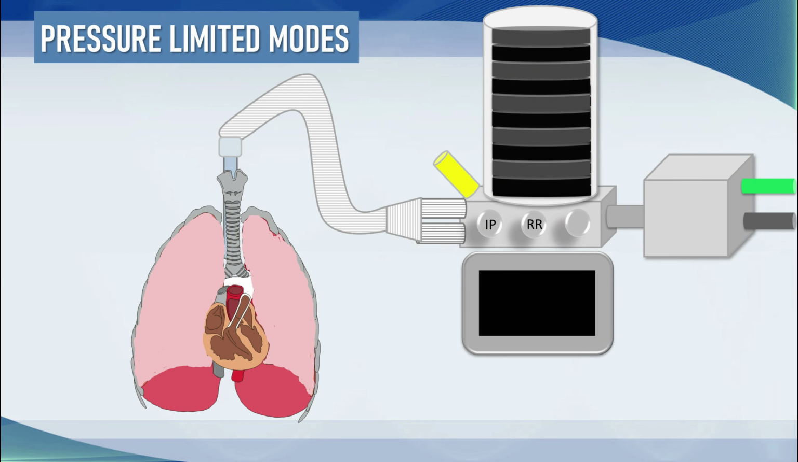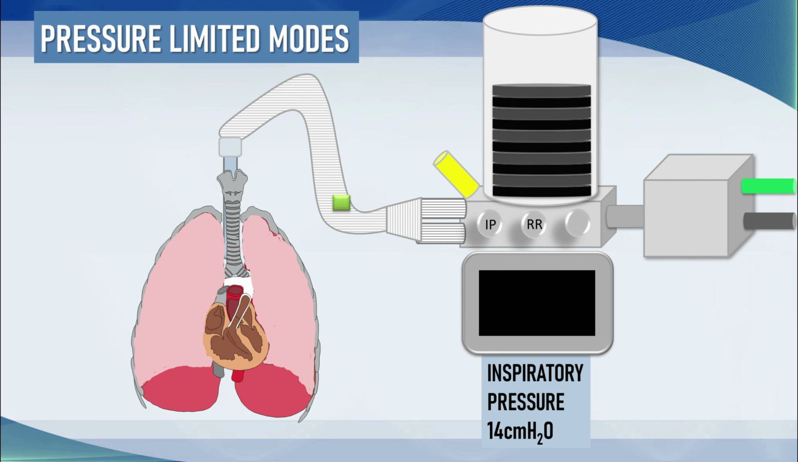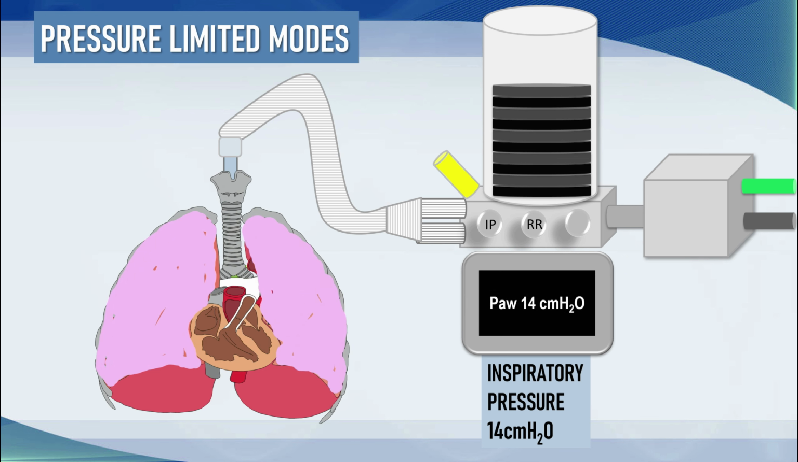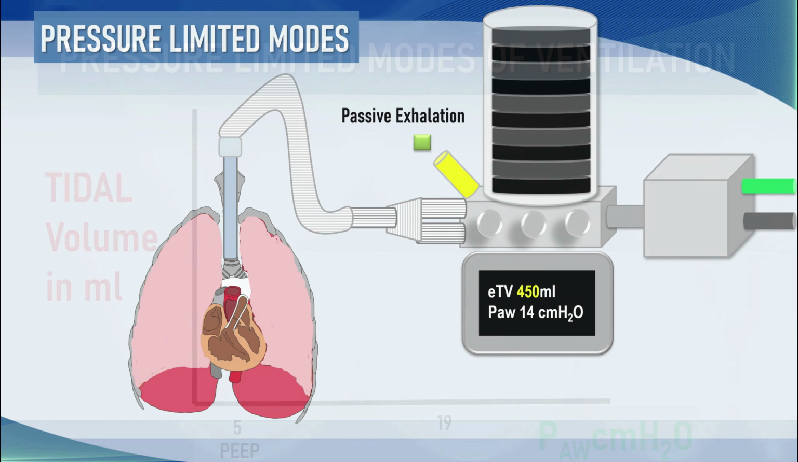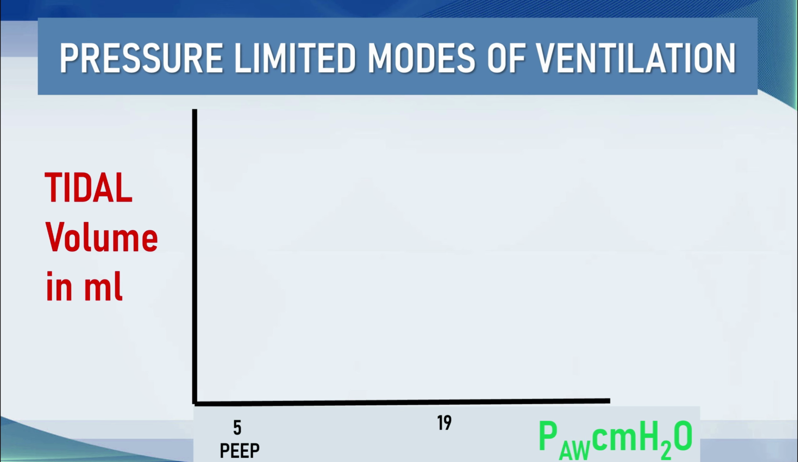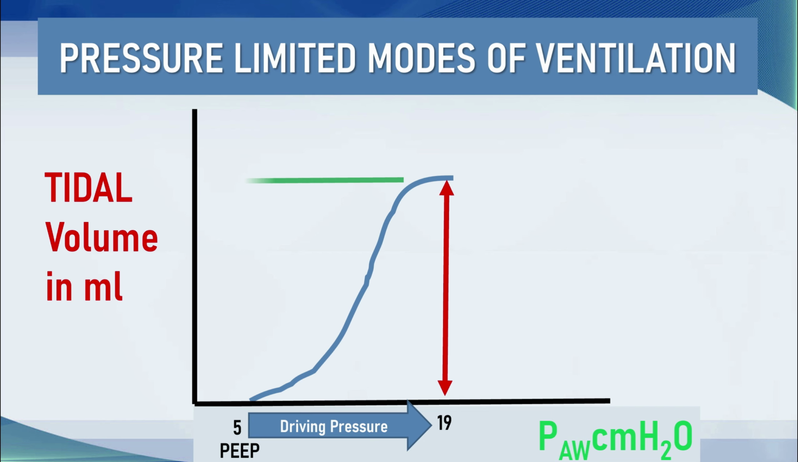In pressure-limited modes of ventilation, you set an inspiratory pressure rather than a tidal volume, so you tell the ventilator to inflate the lungs up to a specific pressure, in this case 14 centimeters of water, and the lungs expand. Then, after a certain period of time, or else at a certain point where the flow slows down, the patient then cycles to exhalation and the gas leaves the lungs by elastic recoil and out into the atmosphere. At that point, the tidal volume is measured. It's always the expired tidal volume, and in this case the tidal volume is a pretty generous 450 mL. In pressure limited modes of ventilation, we set a specific driving pressure and the tidal volume is variable.